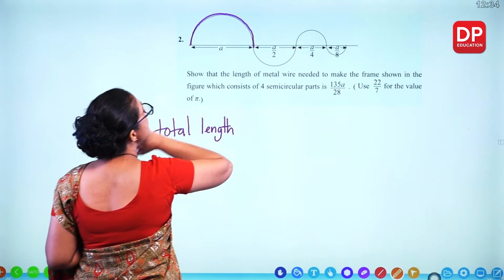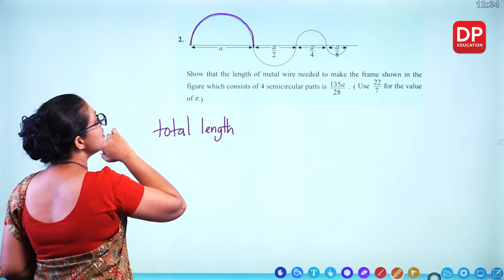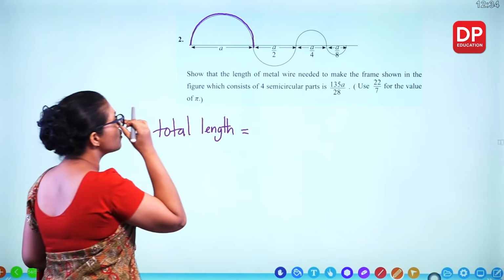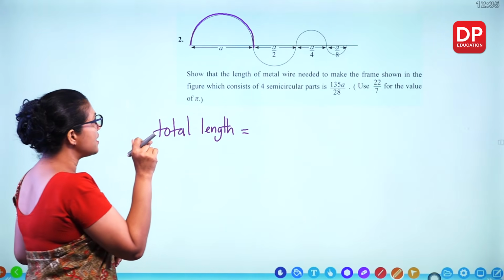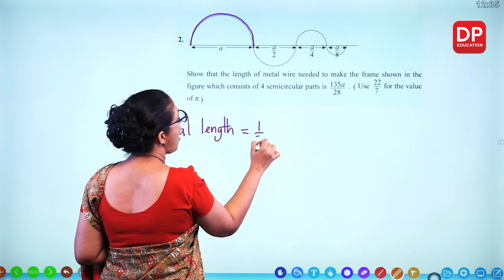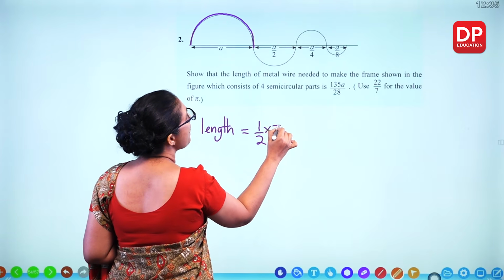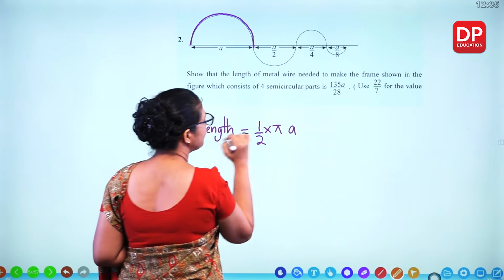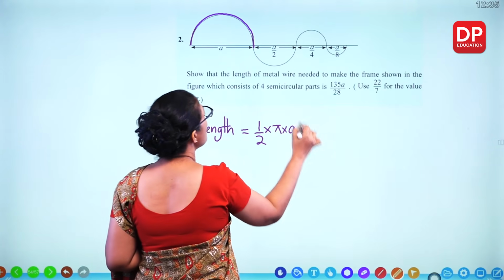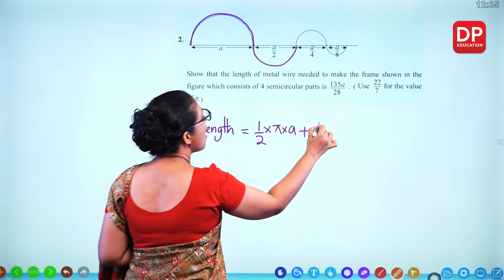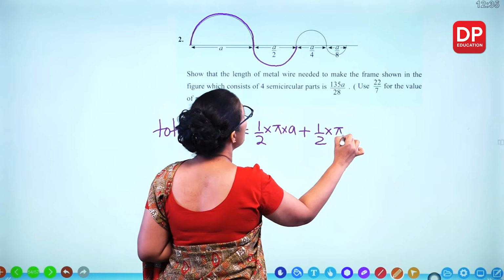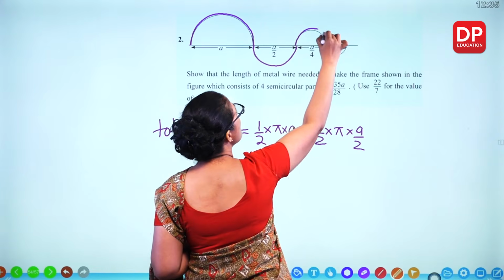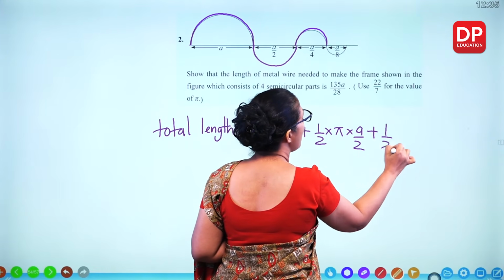So here, this is the circumference, half of a full circle. So likewise, you have to add all these. So we'll take the biggest one. Diameter is A. So what's that? Half pi D. D is A. What's this one? Half pi. Now D is A/2. This one, half pi.